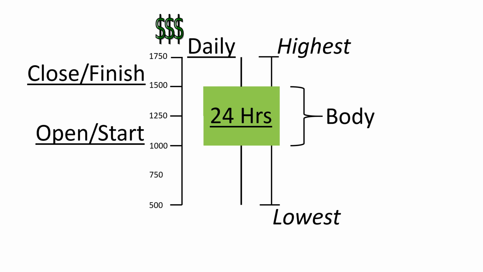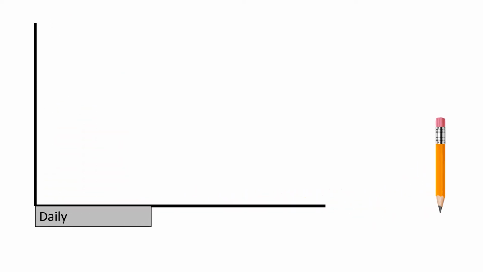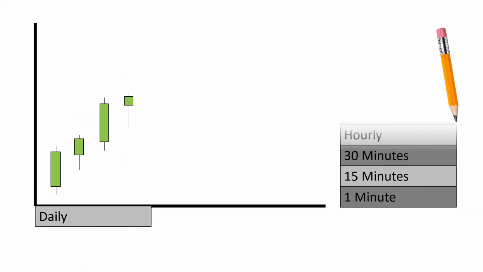As you can see here, a bearish candle is simply reversed. So the top of the body would be the open, and the bottom of the body would be the close price. So, now let's go back to our original graph and start putting this information into context.